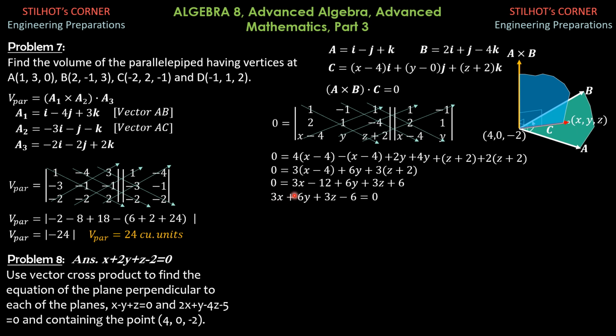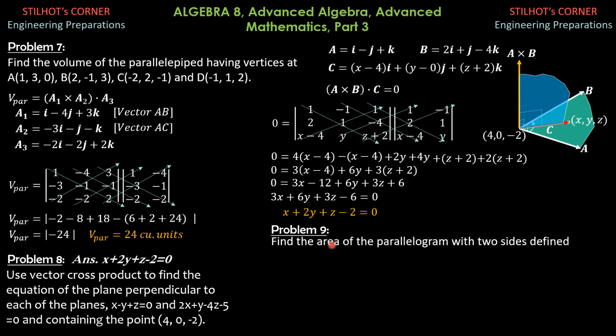Divide everything by 3. All coefficients and this constant are divisible by 3. So the final answer is x plus 2y plus z minus 2 equals 0. So that's it for that problem. Then problem 9, still on this page, this screen.